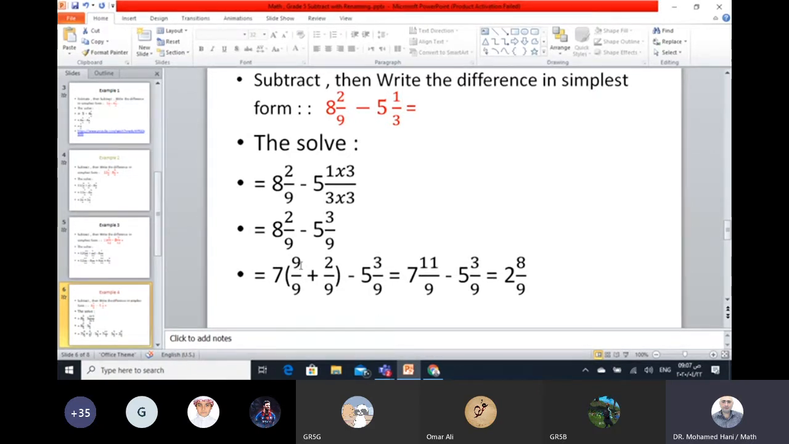Now 9 plus 2 will be 11. So we have here now 7, and here 11, and here the same denominator, minus 5 and 3 over 9. Now, as you see, the operation is possible. So 11 minus 3 will be 8, at the same denominator 9, and here 7 minus 5 will be 2. So the last answer here, 2 and 8 over 9.